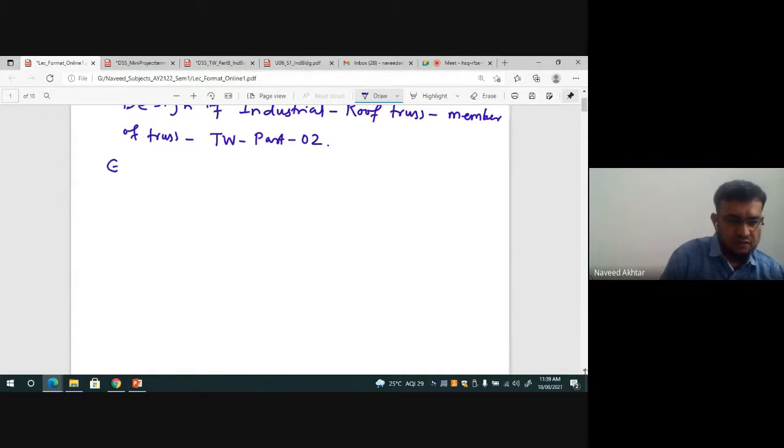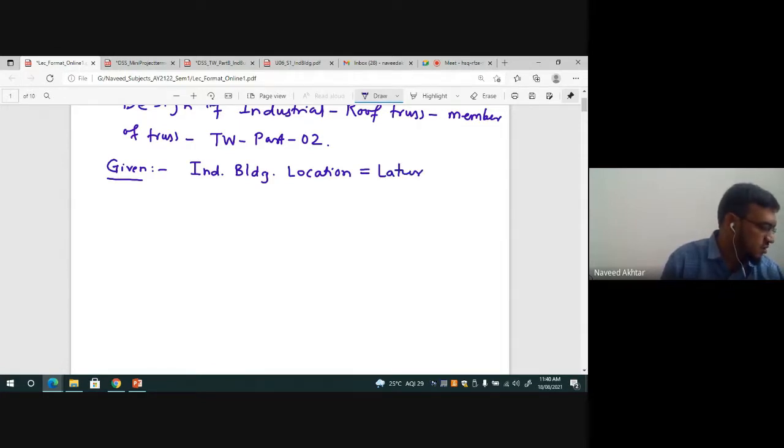the given data I will write on the industrial building location. Okay. And with overall plan dimension, width is given 15 meters and length, length of the shed. The roofing sheet is rear sheeting.